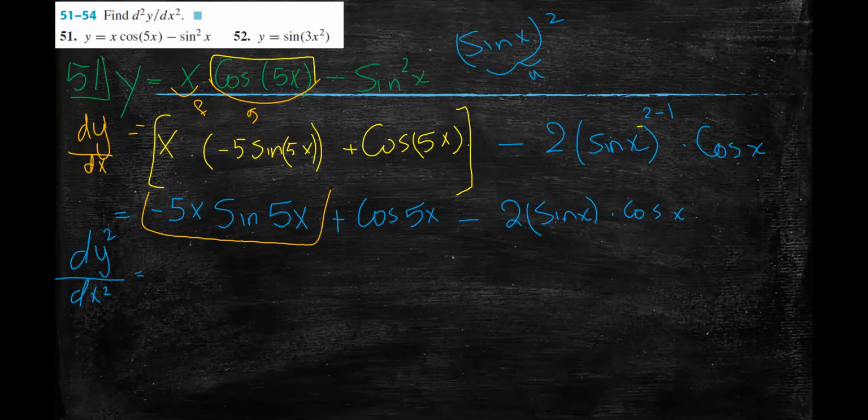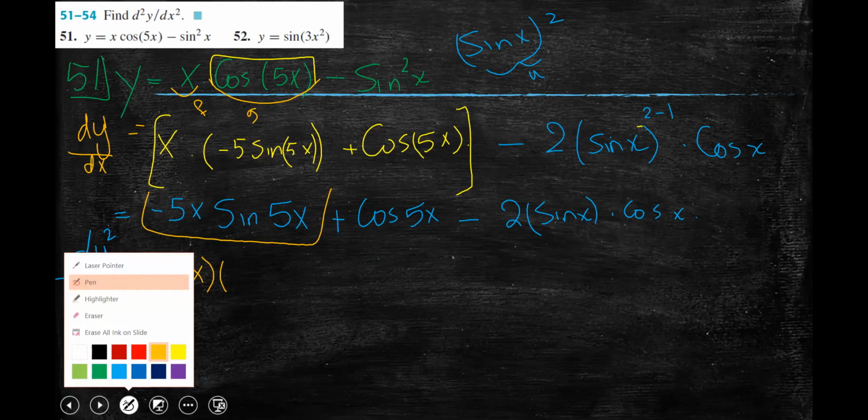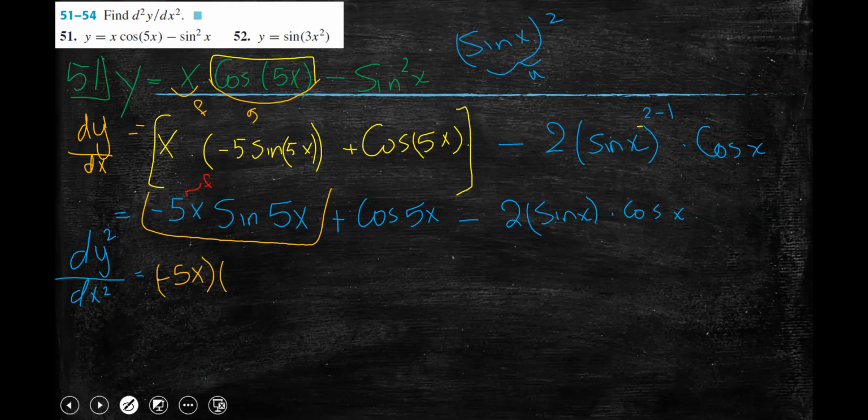The first function, f times g prime. I will write here that this is f and this is g. So f times g prime. G prime will be cosine 5x times what? Times 5. Thank you.